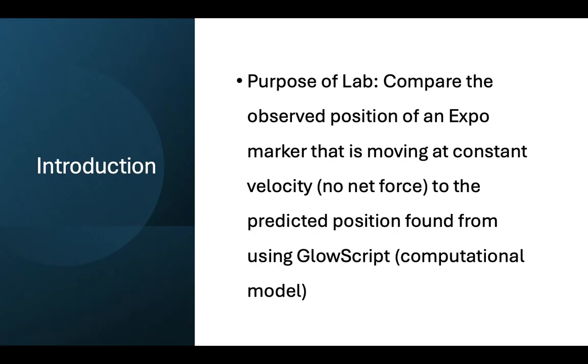The purpose of the lab was to compare the observed position of an Expo marker that is moving at constant velocity, which means no changing directions and no net force, to the predicted position found from using a coding computational model called GlowScript.